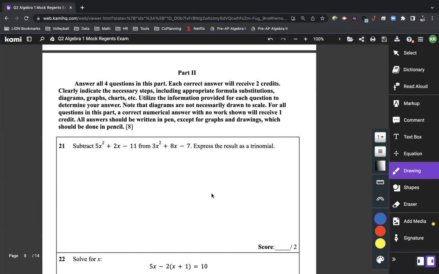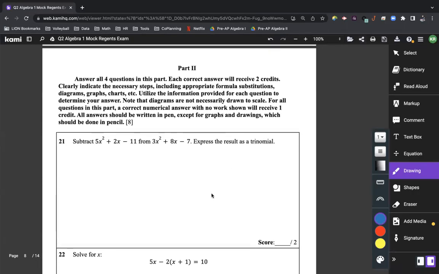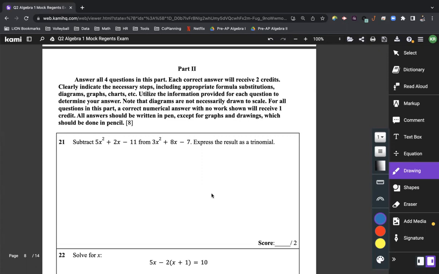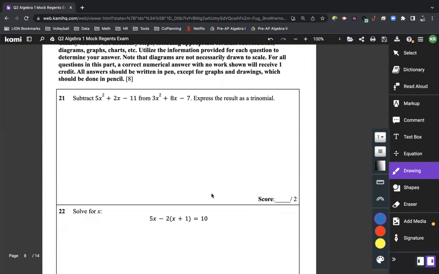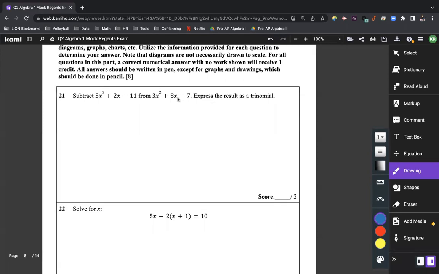All right, y'all, let's get started with the short response to the quarter two benchmark. This one says subtract this expression from this expression. Now, remember, subtract from is a turnaround word, so this one's going to go first and this one's going to go second. So rewriting 3x squared plus 8x minus 7, minus 5x squared plus 2x minus 11.